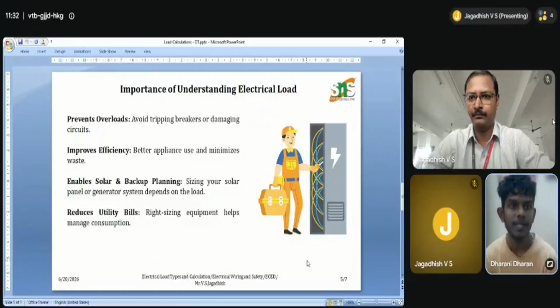Sir, in this whole session we came to know about how a load is distributed, what its types are, how it works, and how we can manage the consumption. The session was very helpful for me to understand how the load works, sir.